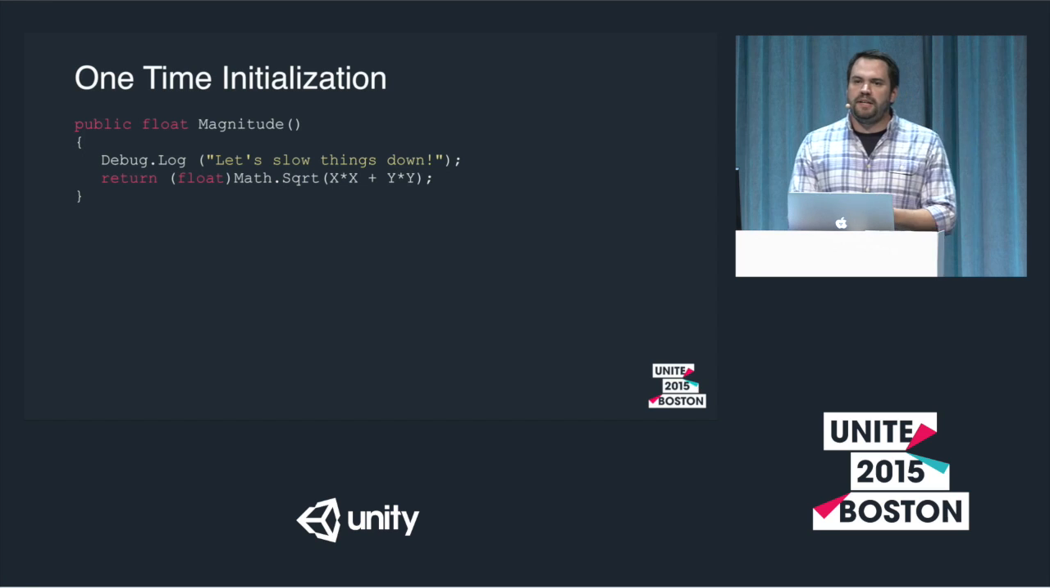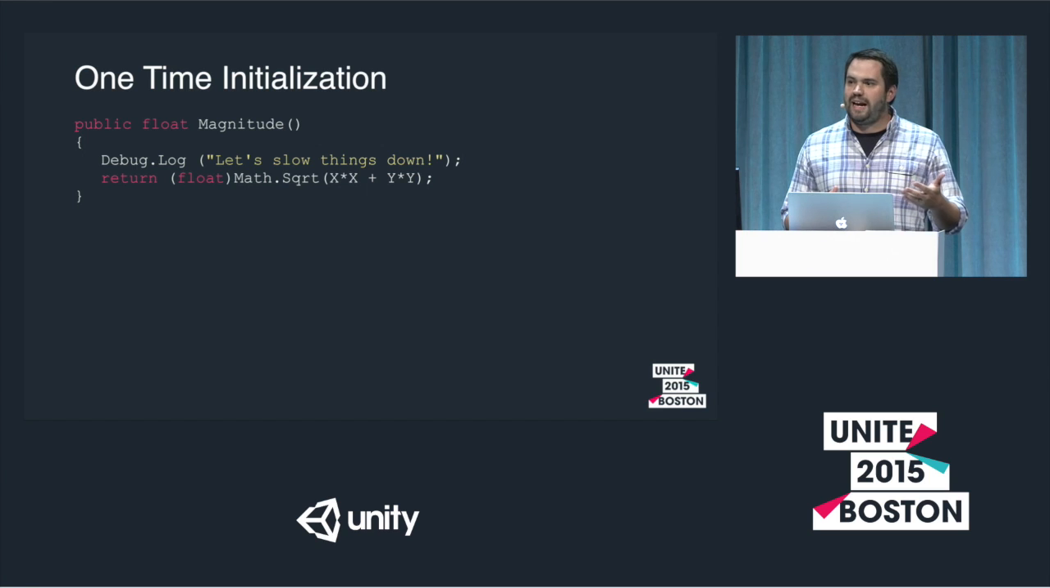Another thing with IL2CPP is there's a lot of places we need to do one-time initialization. There's a couple cases where we need to basically reference metadata. So what you can see in this magnitude example is I'm actually doing a debug log in there. So calling debug log in general is going to be slow. We don't want that in there. But the key here is we're actually using a string. So a string is actually a managed object, and that means it needs allocated by the garbage collector.